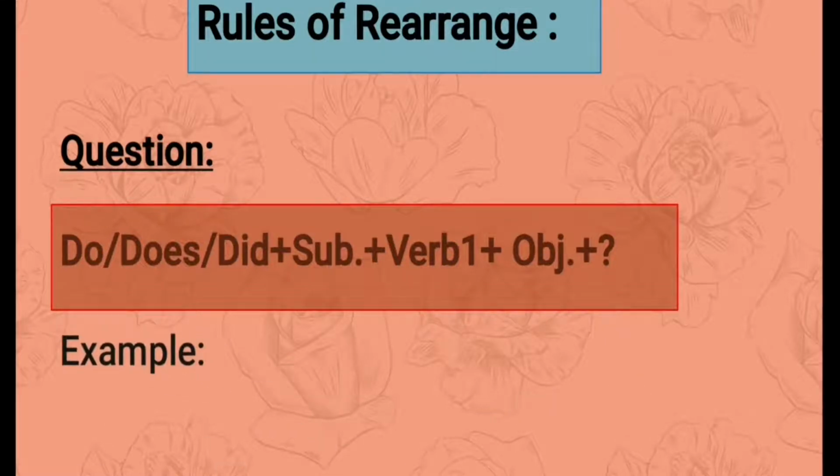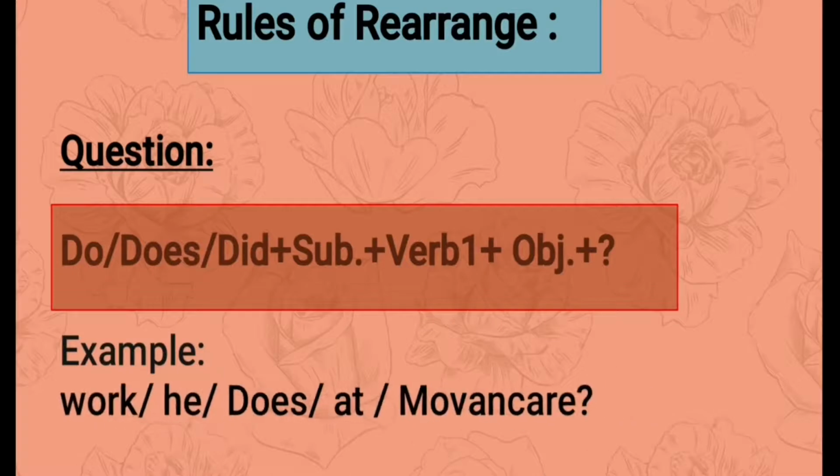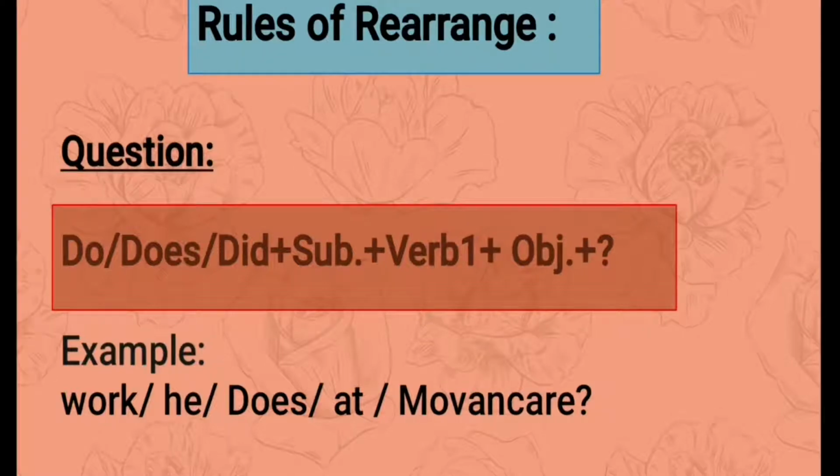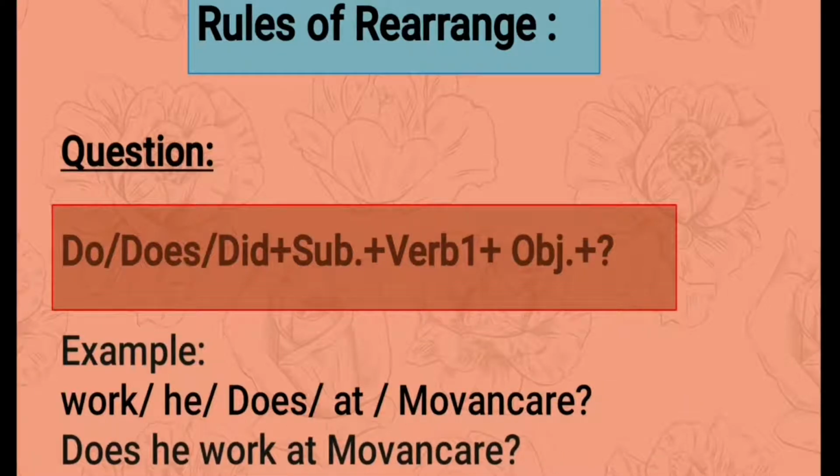Now, example, the same sentence in a bit modified form: work he does at move and care. Now you can see that the first word in this sentence will be do, did, or does, the helping verb. The question will start with a helping verb. You can see also that there is a capital letter in does as well. So it will be, does he work at move and care? Yes, like this way you have to write it.